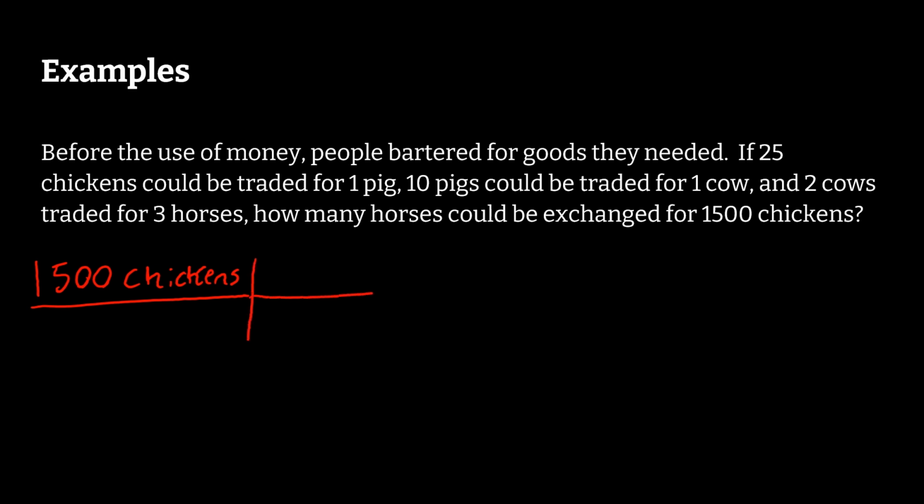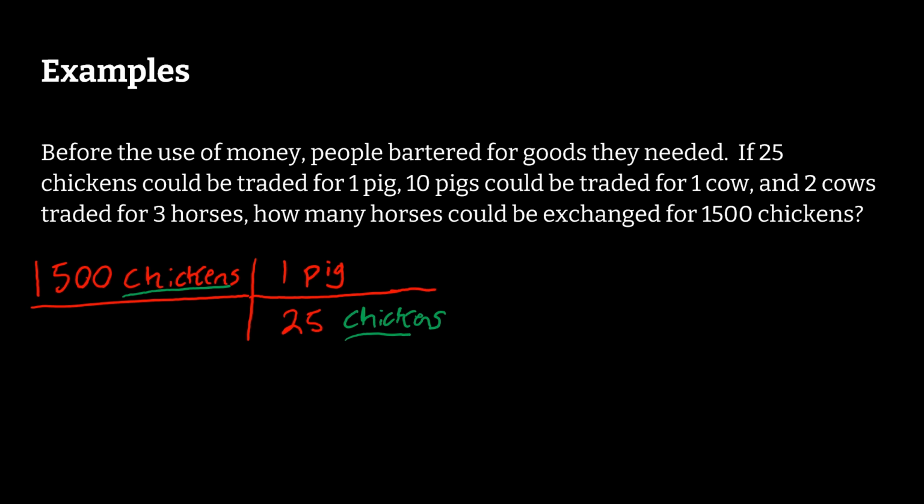Setting this up in our chart, we have chickens on top, which means that on the diagonal, we're going to also need to have chickens. Now, if we look at the conversion factors that this gives us, it's saying that 25 chickens can be traded for 1 pig. So now our chickens are able to cancel.